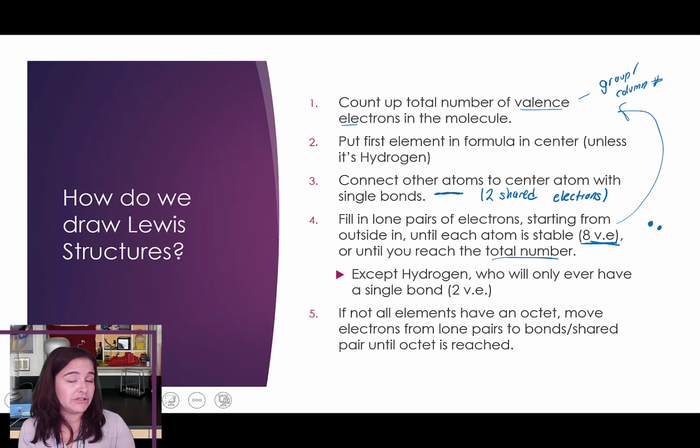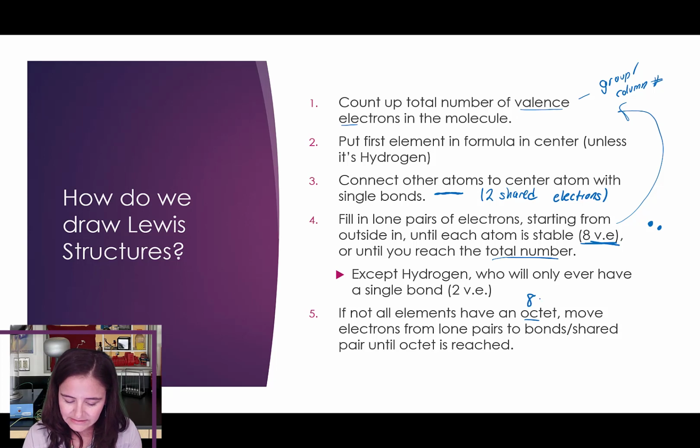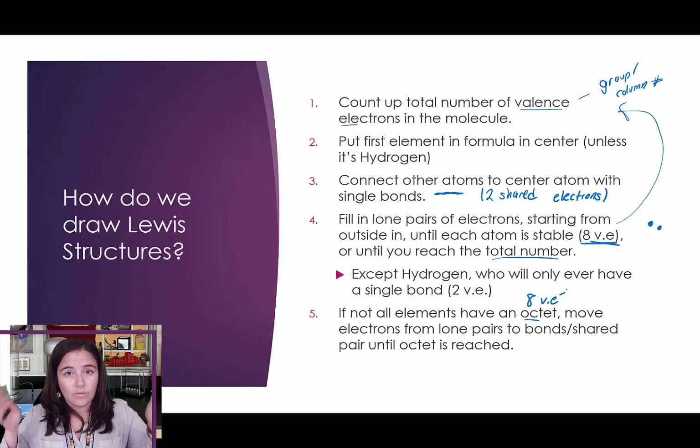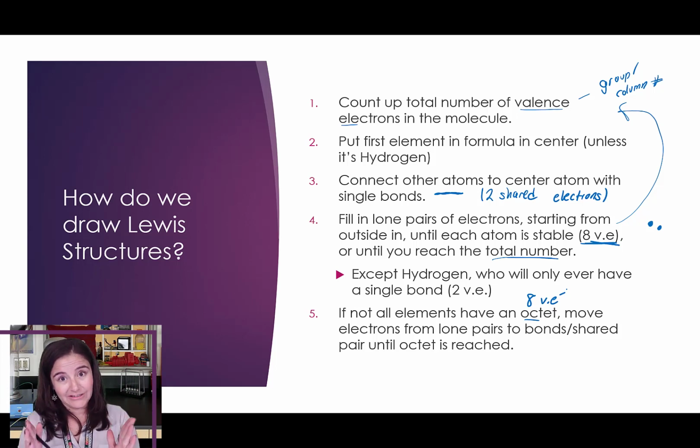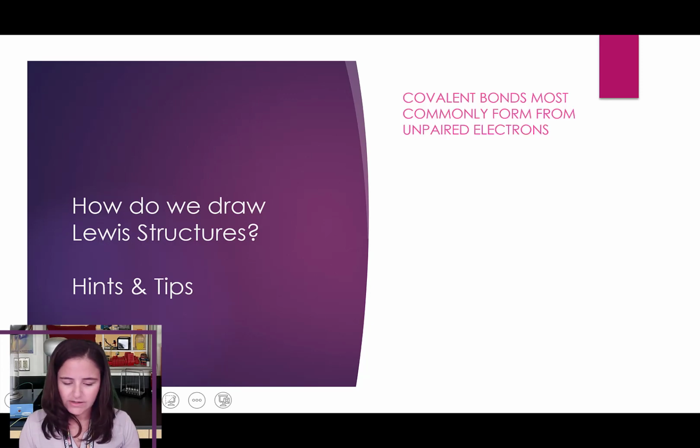Now, if we've reached the total number and not all of our atoms have an octet yet, again, remember an octet means 8 valence electrons, then we're going to be moving electrons from those outer ones, okay, from lone pairs to being a shared pair until everybody's happy. Okay, so some hints and tips that we will also use to help out is we need to remember that covalent bonds typically form from the unpaired electrons. So if you draw a dot diagram and know how many unpaired electrons the atom has, you can predict how many covalent bonds it most commonly forms.